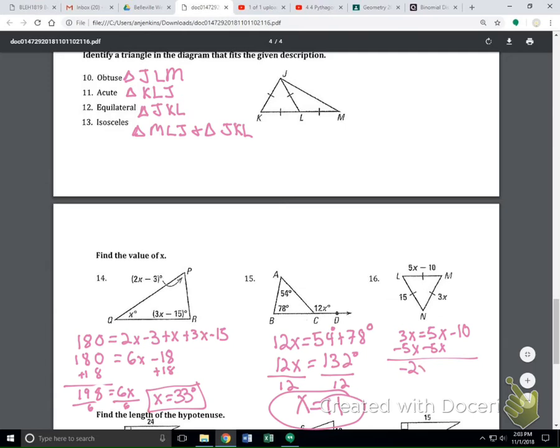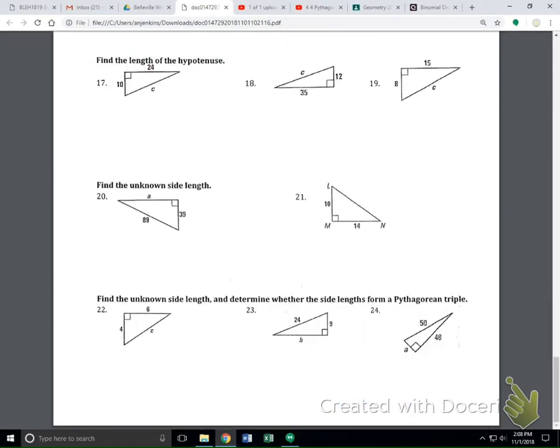He ends up with negative 2x equals negative 10. And it gives me a positive 5. Yes, thank you. I did this in my other classes. I just did 15 equals 3x. I divided by 3. 15 divided by 3 is 5, and that's how I solved that.